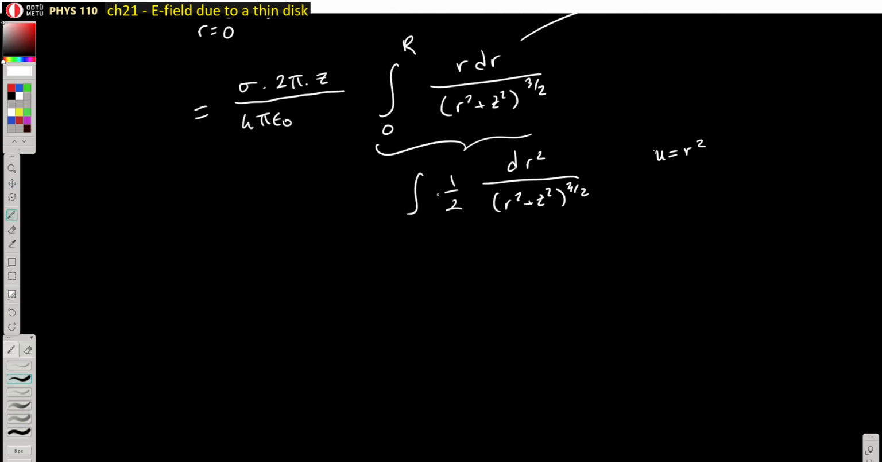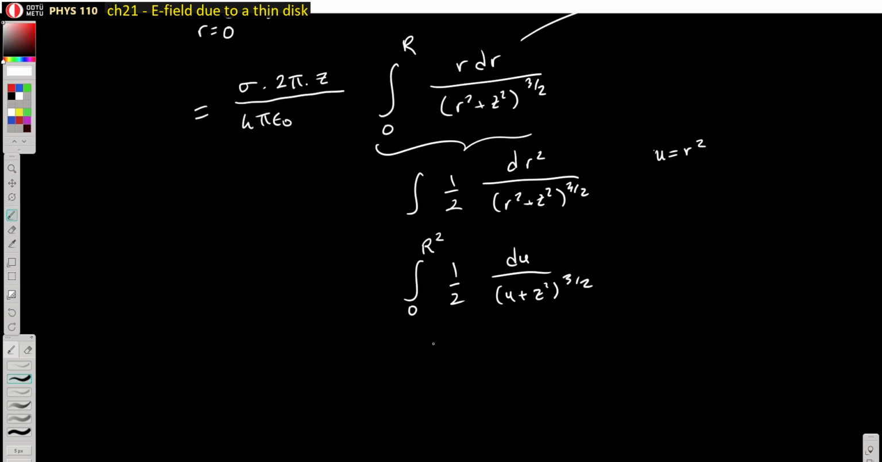Let's continue like that. Once you have the name for the variable u, then you can write down the values of the integration boundaries in terms of u. So let me do it like that. That's 1/2 of du divided by u plus z squared to the power 3/2. And integration boundaries are from 0 to capital R squared.